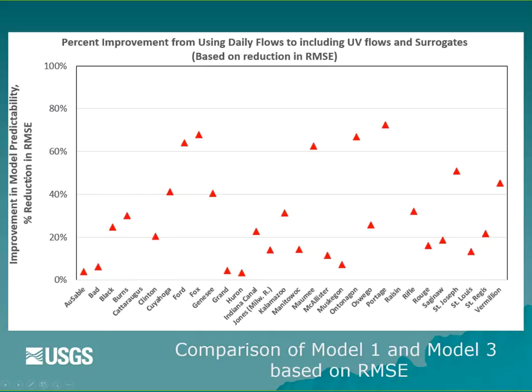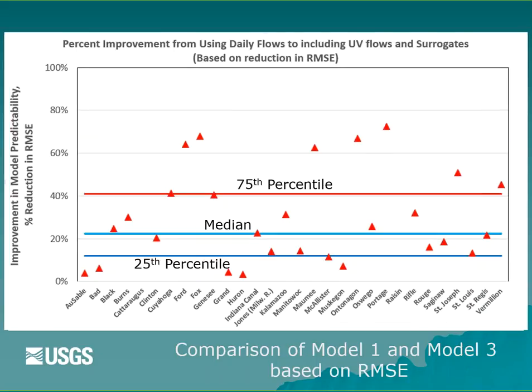So here's the percent improvement in predictability, looking at the percent reduction in the root mean square error for our 30 different sites. And so what we're seeing is really a range. At some of the sites, using surrogate regressions, we get very little improvement, maybe 2 to 5%. And then at other sites, we're seeing 70 to 80% improvement. So at some of these sites, using surrogates really does help a lot to estimate our loads. If we put in just some summary statistics, median improvement using this approach is about 22%. But if we look at the percentiles, about 25% of the time we're getting over 40% improvement.